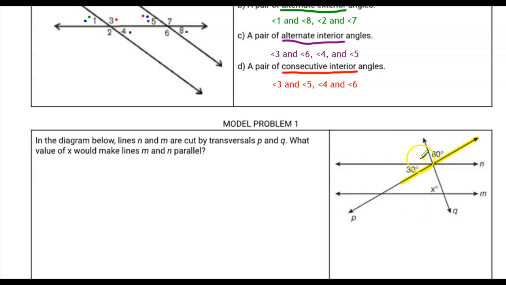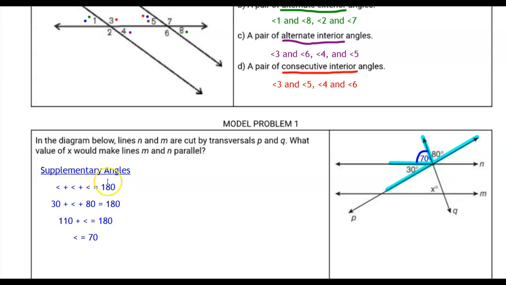This is an angle that I don't know, so let's use supplementary angles first to try to find that missing angle and see what we can use that for. And this should be old news to you guys. You know how to use supplementary angles to find a missing angle by setting all the angles that make up a straight line equal to 180. We get the angle equal to 70, so this angle is 70. All right, now we have a little bit more information, and now we can make our decision.